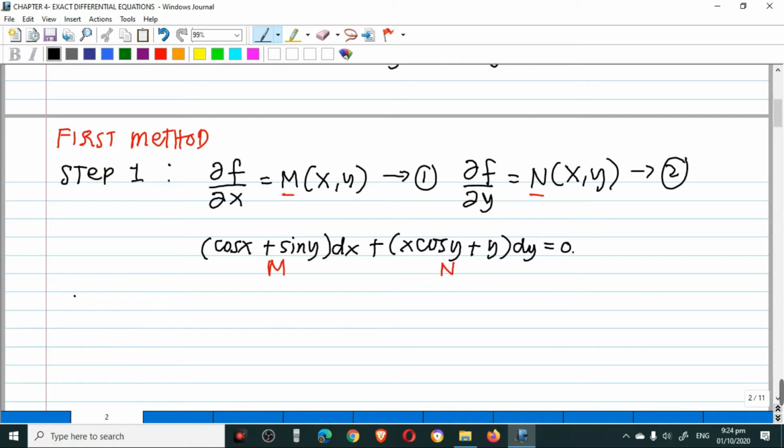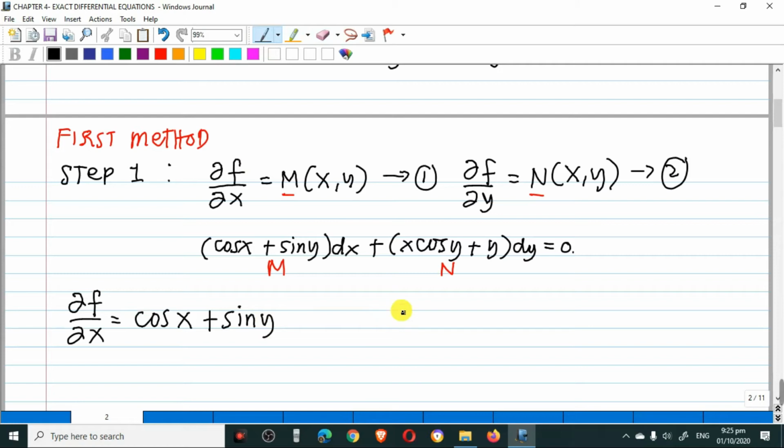So the partial derivative of the function with respect to x is equal to m. Our m here is equal to cosine of x plus sine of y.